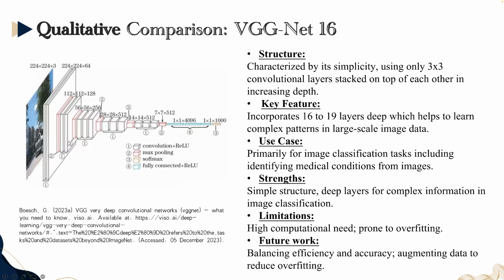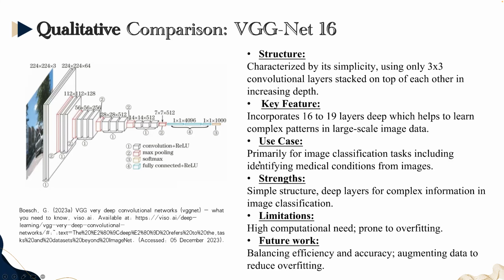VGGNet is great for categorizing images. It's made up of many layers, all following a consistent pattern, which helps it notice even the smallest details in the images. However, this means it requires a lot of computer power to run effectively. Its steps allow it to capture intricate details. This is a downside.